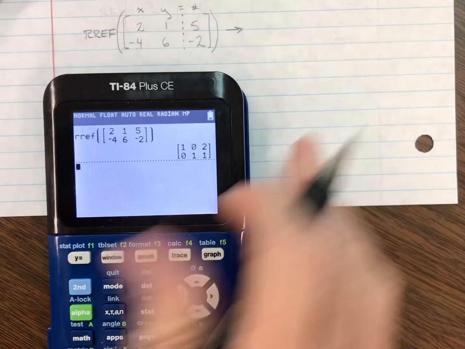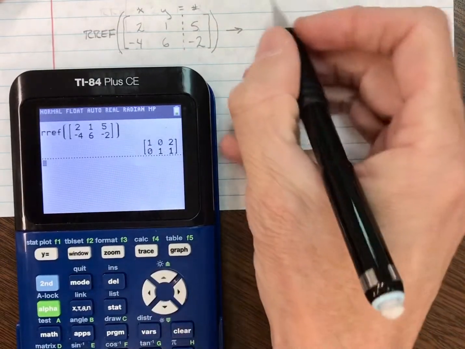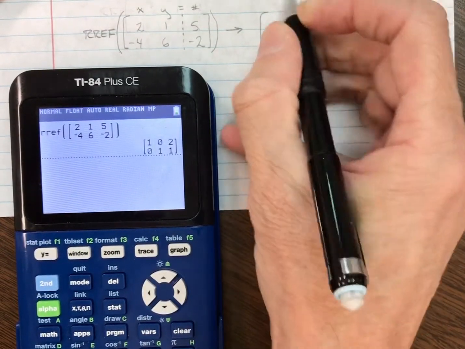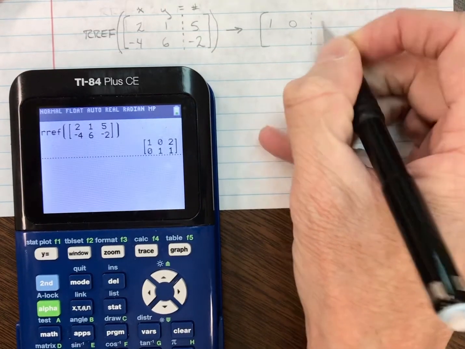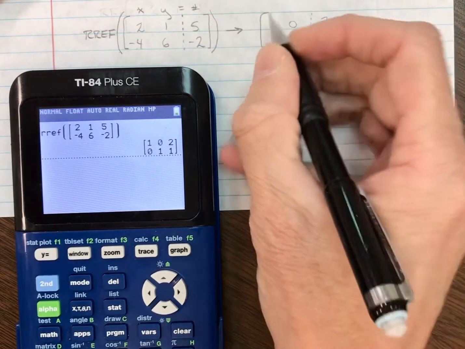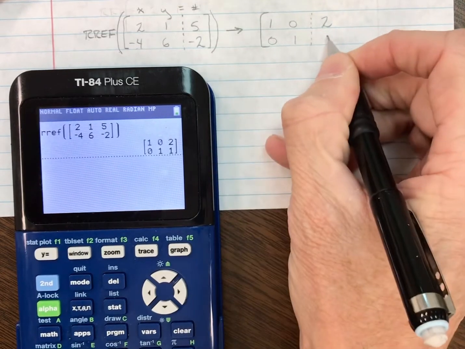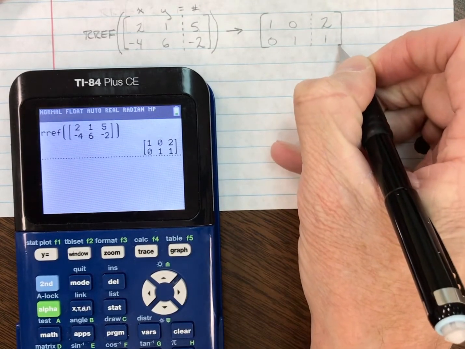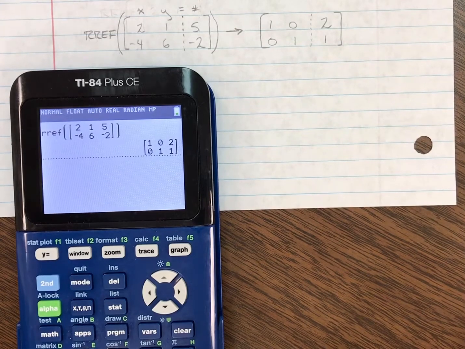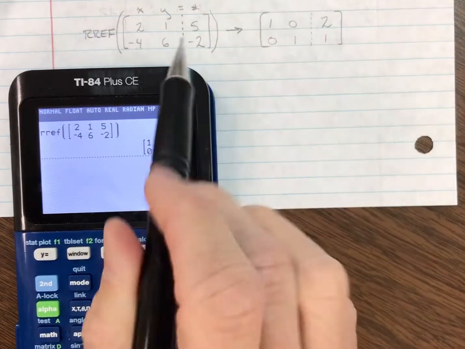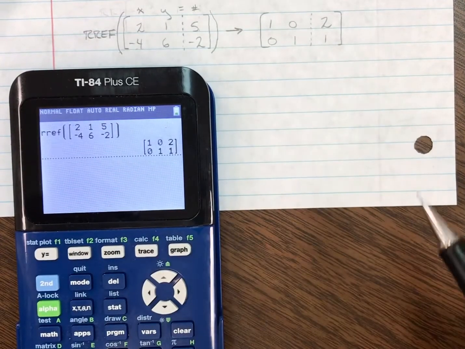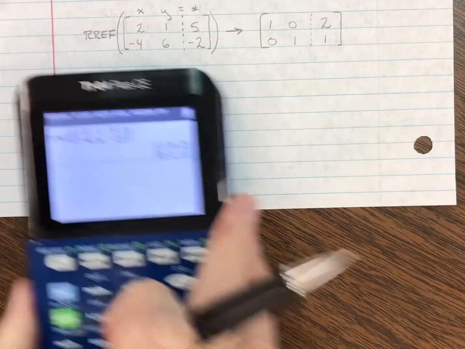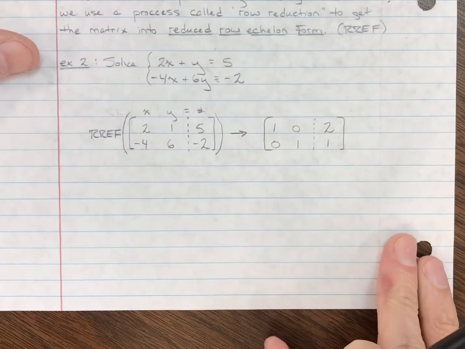What came out is 1, 0, and I'm going to put the dashed line, 2, 0, 1, 1. Okay, so there you have it. We have just row reduced this matrix to this. Now, what do we have here?